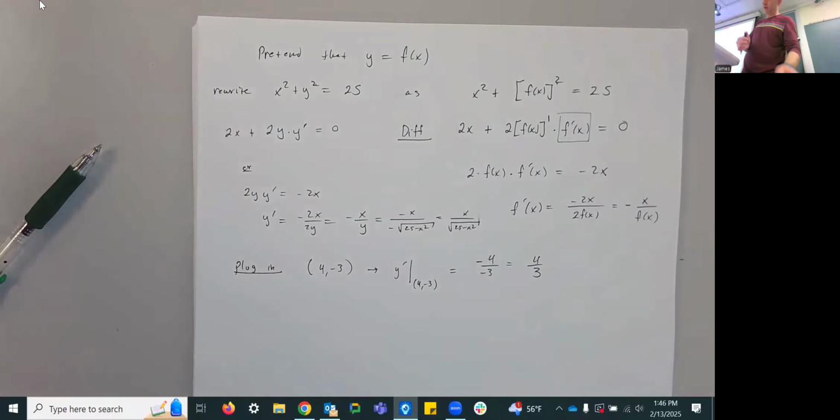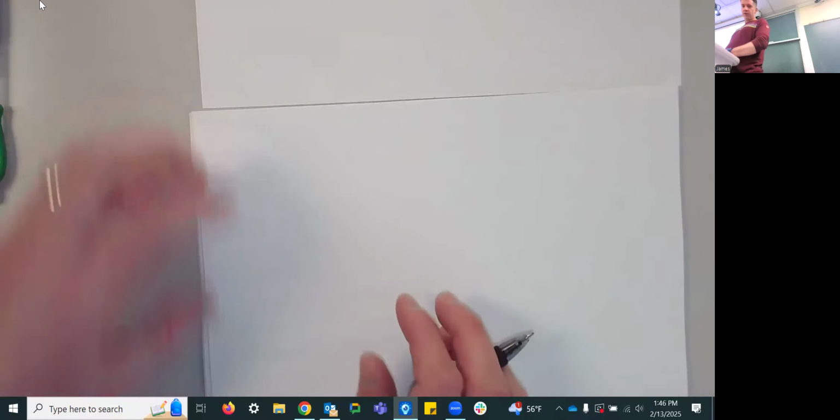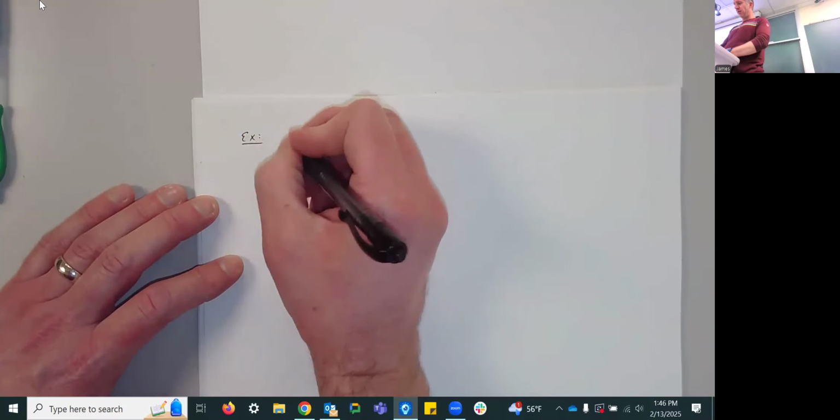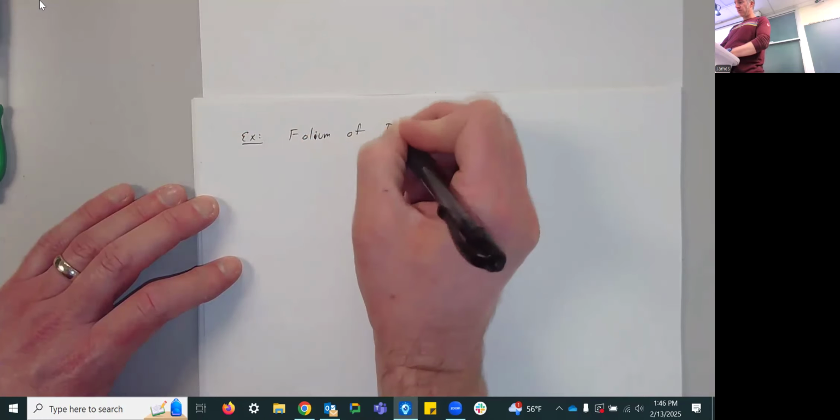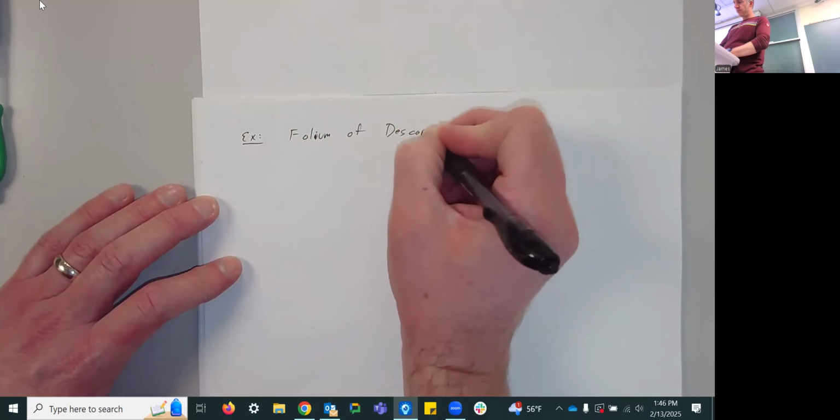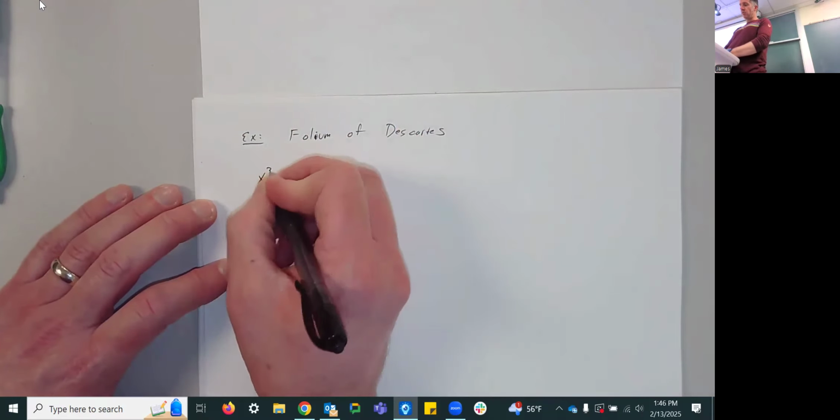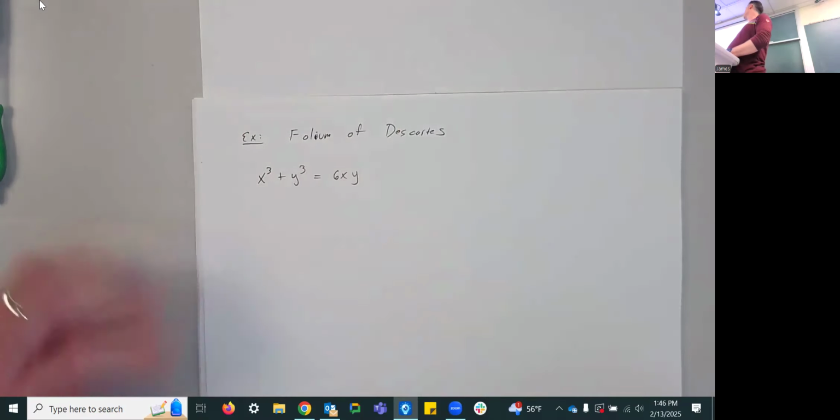Oh, sure. Here's a classic example. This example is probably in your textbook. This one is called the folium, I don't know, the folium of Descartes. The equation is x cubed plus y cubed equal to 6xy.